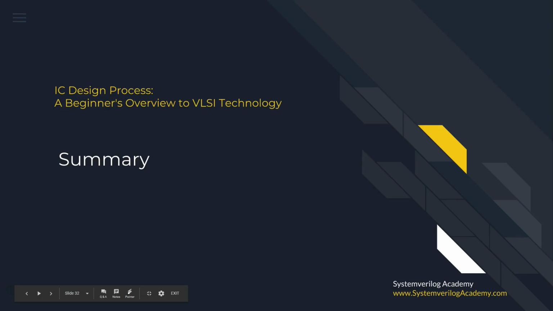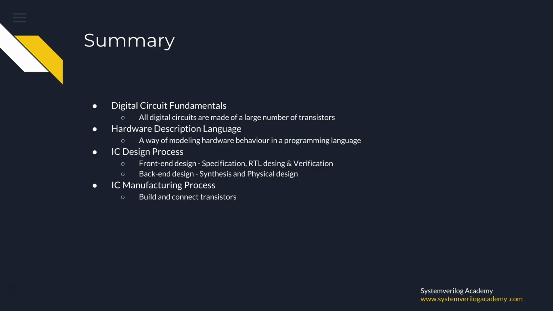Summary. Here is the summary of the course. Every digital circuit is made of a large number of transistors. You will use a hardware description language to code the behavior of the IC and use EDA tools to convert this program into its equivalent transistor circuit. The coding phase is known as the front-end design and the other one as the back-end design. Once the transistor circuit is ready, its photomask and connection layers will be generated, and the circuit will be manufactured in silicon. In the manufacturing process, first transistors are built into the IC using the photomask, and then they are connected over different connection layers to form the final circuit.